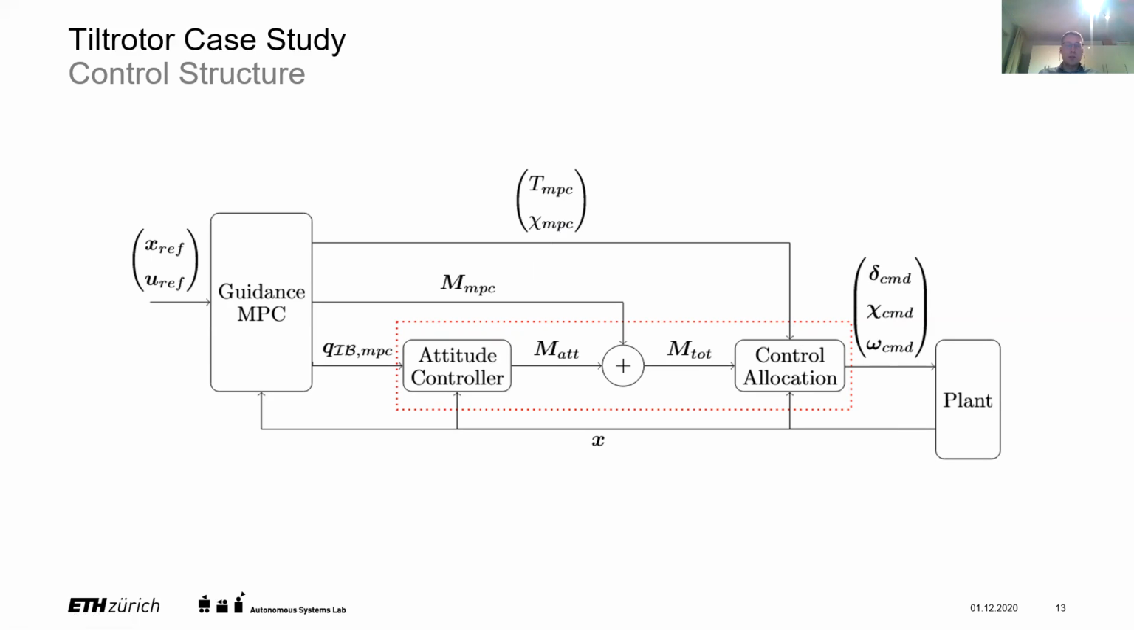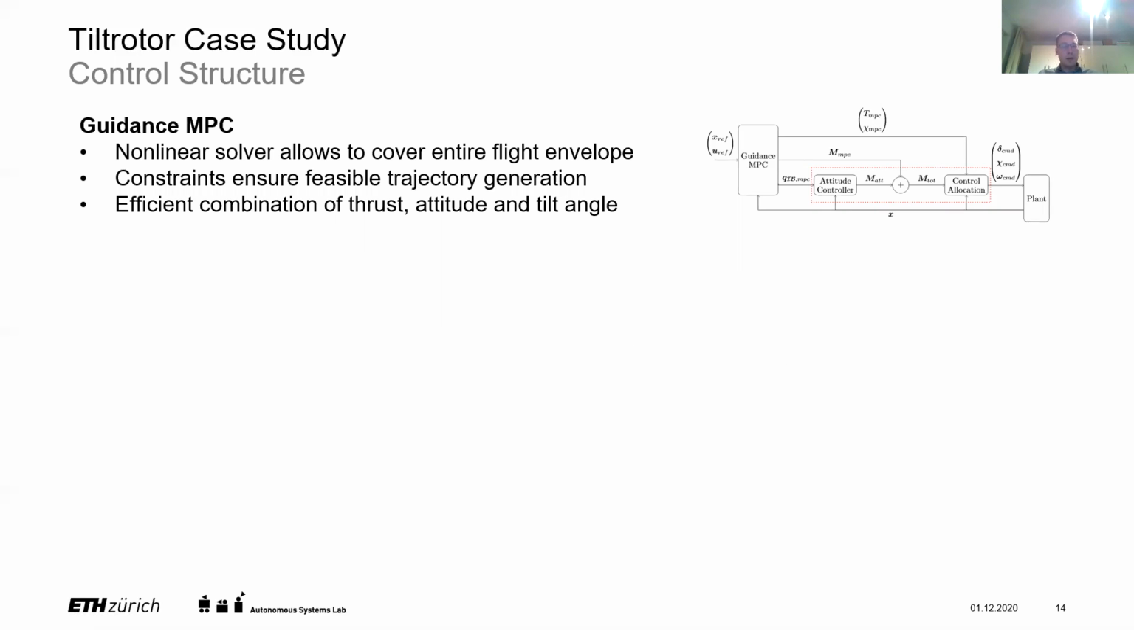So much about the general structure. Let's now move on and have a closer look at the MPC. So once again, the idea here is to let the MPC compute the transition trajectory, so that the user does not need to worry about the trade-off between thrust, tilt angle, and attitude, which we saw before. Of course, we need to include appropriate constraints and also the system equations of motions in order to make sure that the trajectory is actually feasible.